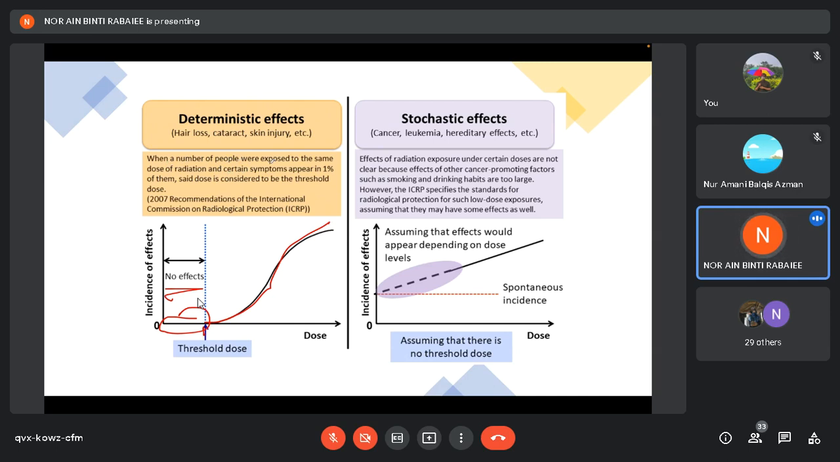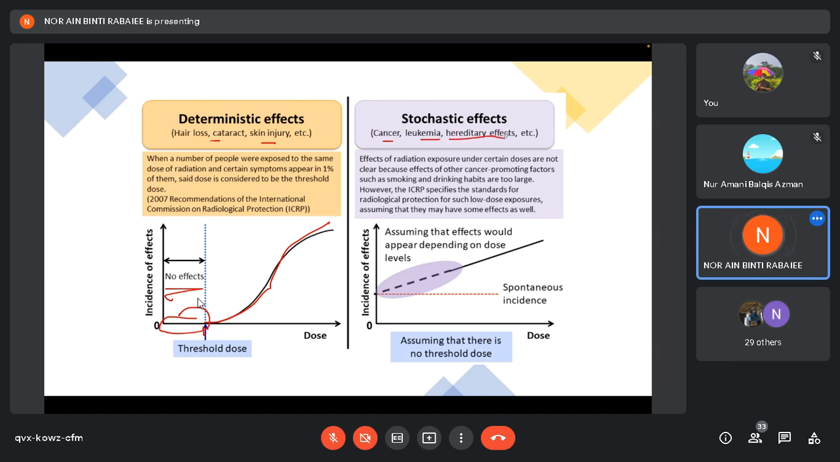When a number of people are exposed to the same dose of radiation and certain symptoms appear in 1% of them, said dose is considered to be the threshold dose. Examples of deterministic effects here are hair loss, cataract, and skin injury. The stochastic effect is the effect that you can see after a very long period after your exposure, due to the accumulation of the low doses that you receive, as I mentioned.